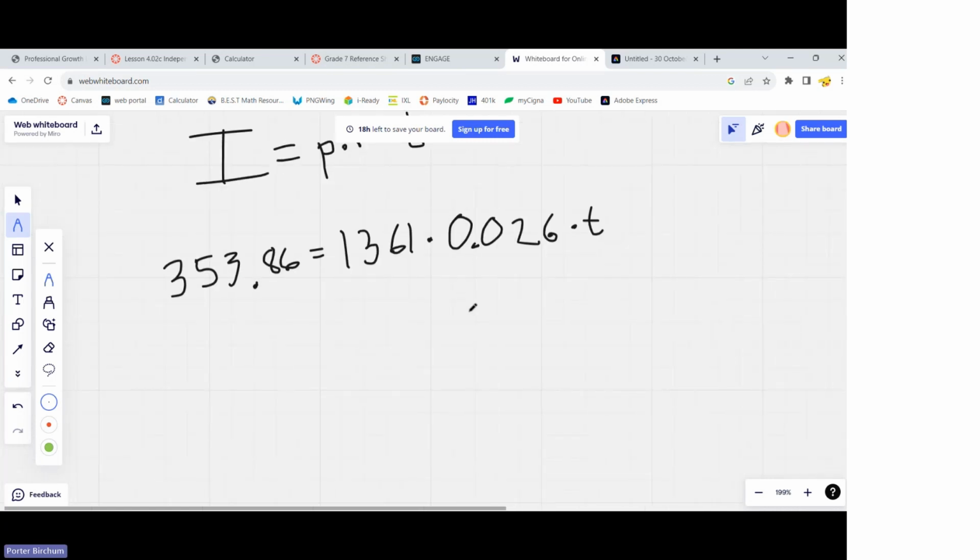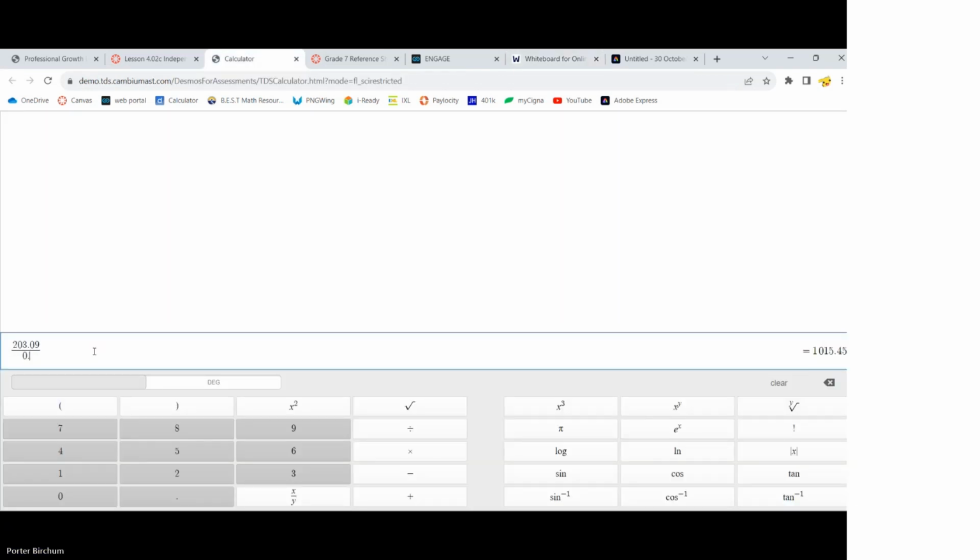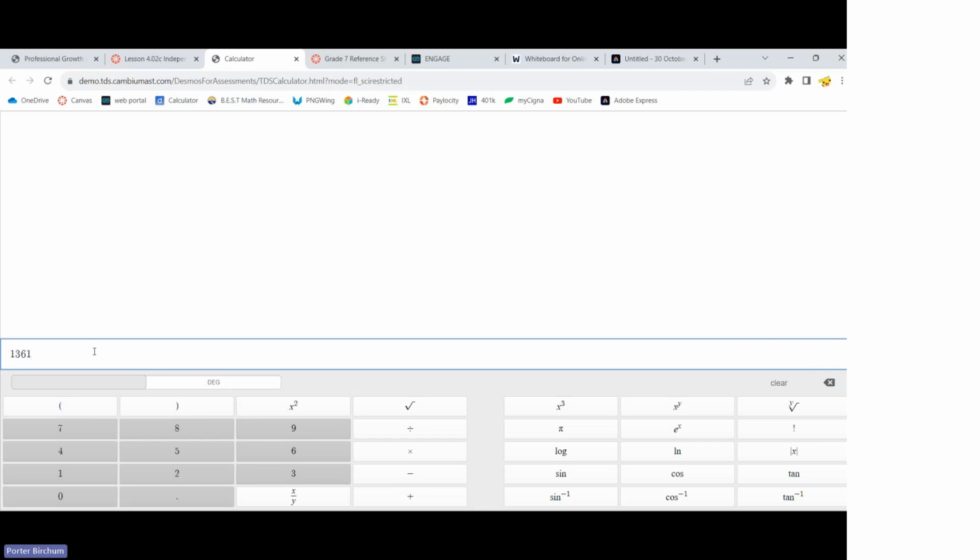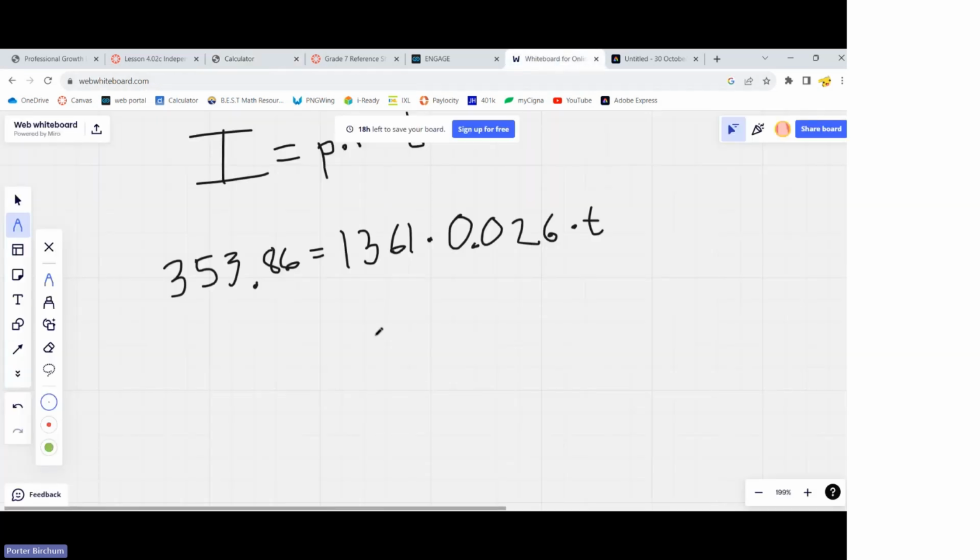All right, first I'm going to simplify and do 1361 times 0.026. That gives 35.386. So 35.386 times time equals 353.86.